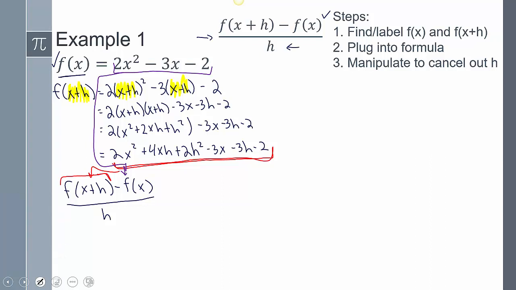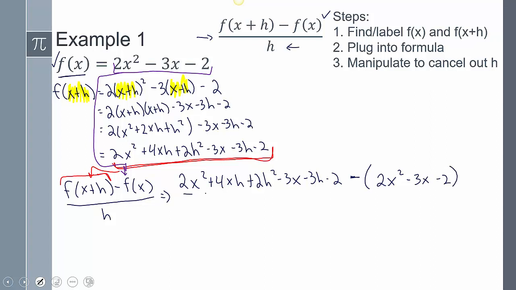So having said that, I'm going to have 2x squared plus 4xh plus 2h squared minus 3x minus 3h minus 2. So that's my f of x plus h. Now it says minus my f of x. And that's all over h. So now that I've plugged my two functions in, now we said the goal is I have to manipulate this to cancel out h. Well, let's see if things cancel out.